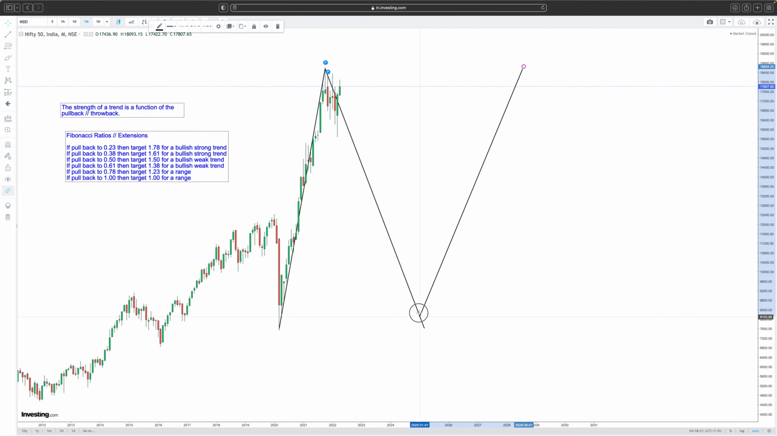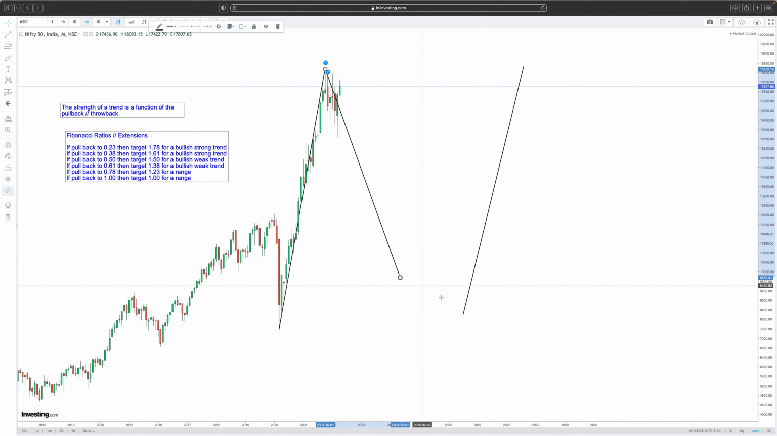Similarly, if the security were to only move till here, which is somewhere around the 78% Fibonacci, then we are saying that yes, the security has created a higher bottom. However, this is so weak that this security is almost behaving like a range, and therefore we will only take a bet of a partial break on the previous high.